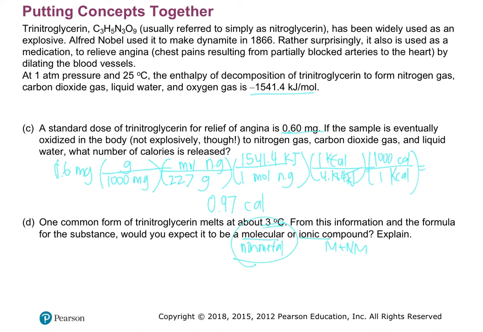Also, melting at 3 Celsius is a pretty low temperature. Ionic compounds like salts are solid at room temperature. So the fact that it melts at 3 Celsius lets me know that it's a molecular compound made up of nonmetals.